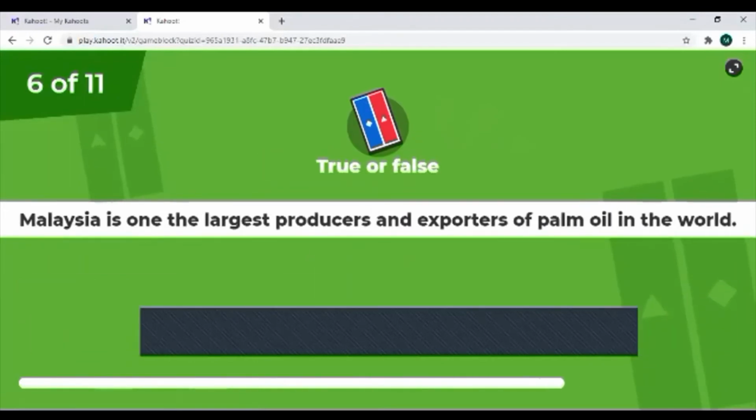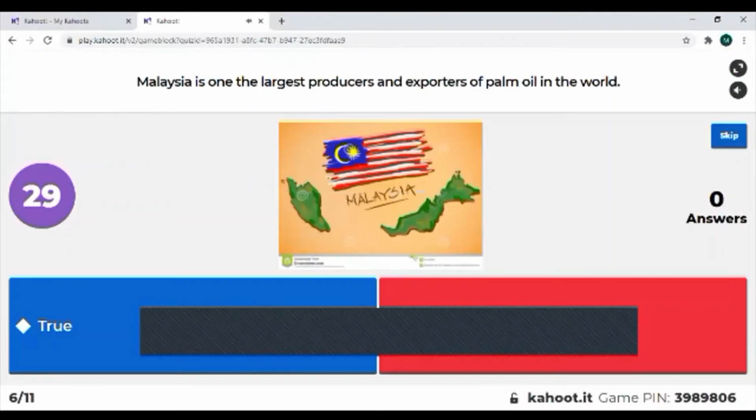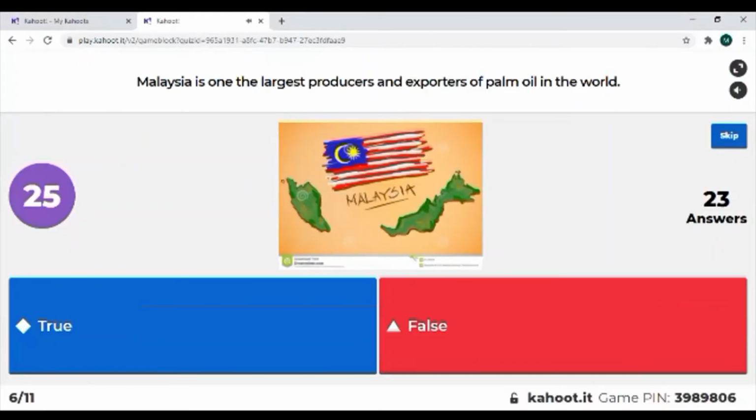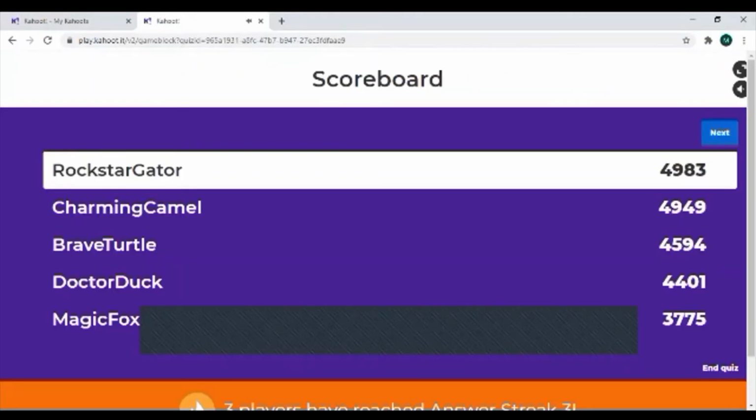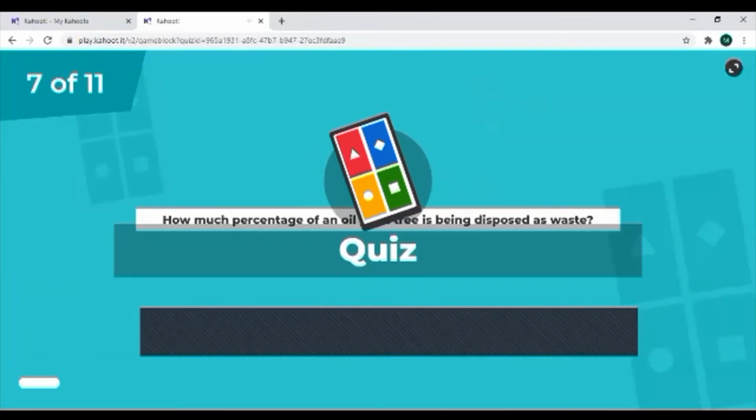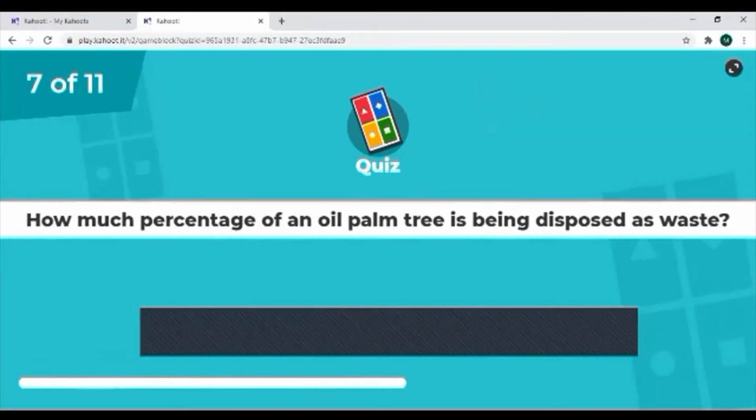Malaysia is one of the largest producers and exporters of palm oil in the world. Is it true or false? This should be an easy answer, I guess. Everyone can answer easily and fast. I think it doesn't need 30 seconds, 5 seconds or 2 seconds is enough. Oh, see? Yeah, all of them are correct. That's a good one. And Rockstar Gator is still on number 1.